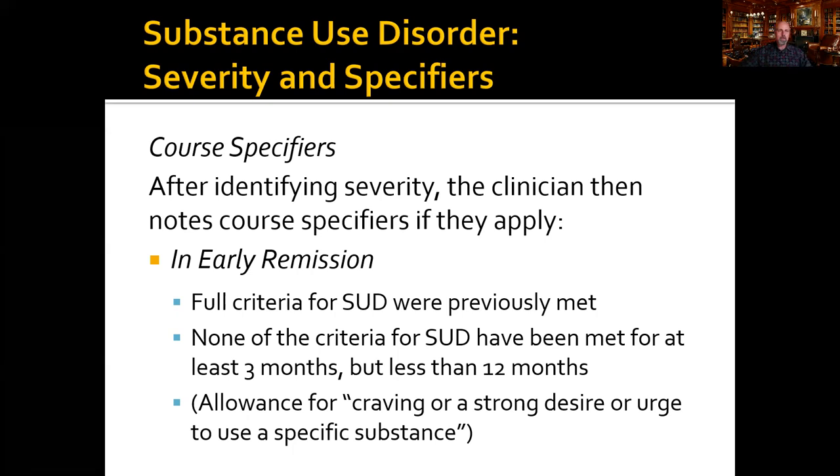Then let's say that they had a heroin use disorder that was severe. They have not used heroin in 4 months. Then you would have heroin use disorder, comma, severe, comma, in early remission. So early remission is there's been at least 3 months with no negative consequences, but less than 12 months.